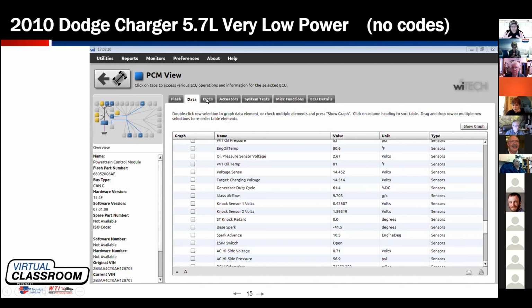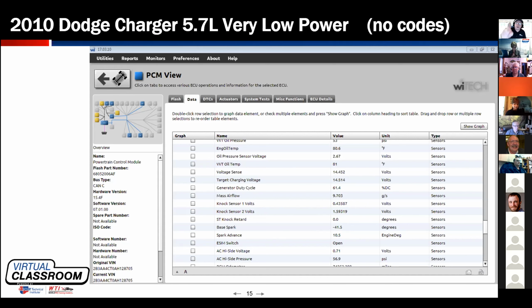Granted, I have compressed down my approach, but I would like to draw your attention to this portion of the screen right here. I have a knock sensor at idle on this 5.7 Charger producing about 0.5 volt. I have my other knock sensor. Now, if you're not familiar with these cars, the knock sensors are under the exhaust manifolds, one bolted to each side of the block. I have one producing 0.4 volts. I have one producing 1.5 volts. I have a knock retard of 0 degrees. I have a base spark calculation of -41 and a spark advance of 10.5.